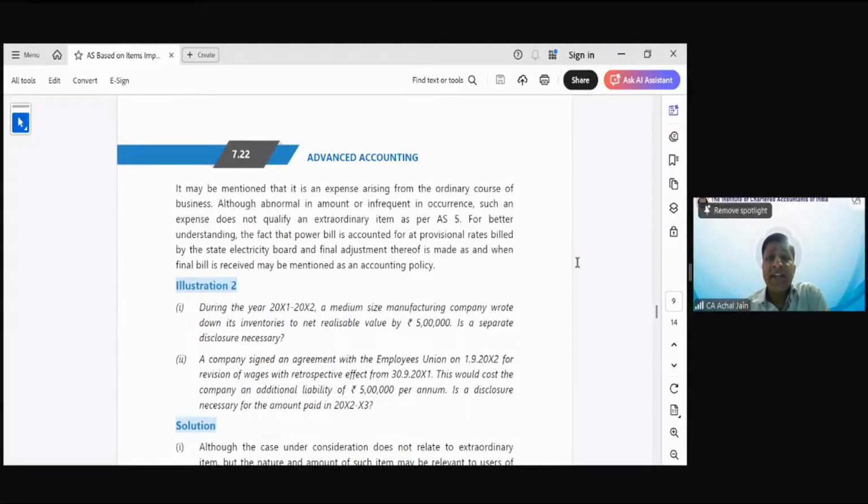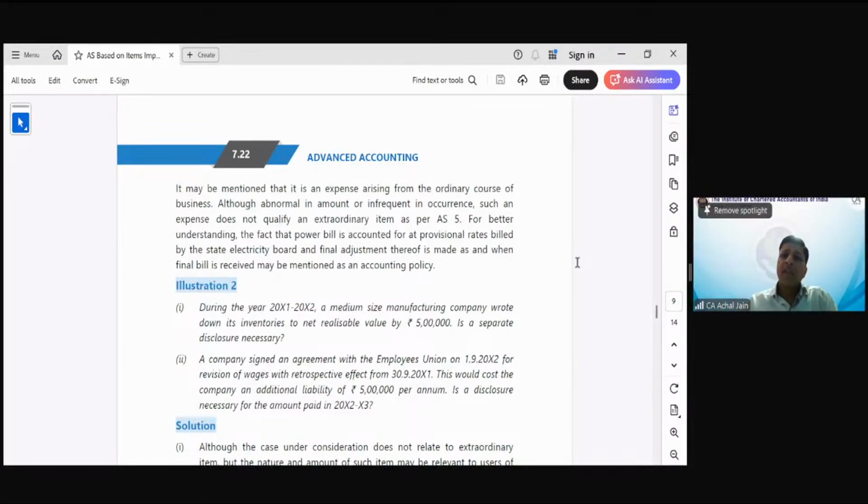please also understand that it's an expense arising from the ordinary course of business. Can we say it's not in the normal course? No, it's the ordinary course of business. Although abnormal in amount or infrequent in occurrence, such an expense does not qualify as an extraordinary item. For better understanding, the power bill is accounted for at provisional rates billed by the state electricity board and the final adjustment is made as and when the final bill is received. This may be forming part of the accounting policy of the company.